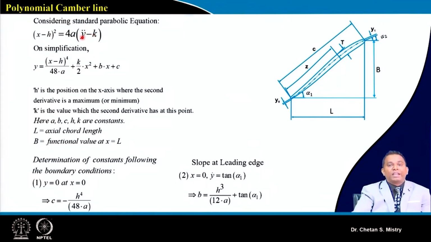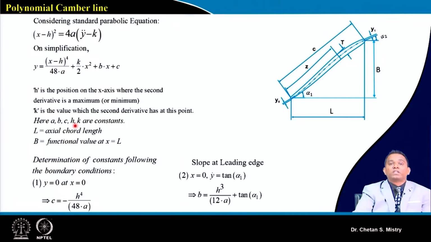Now this is my second derivative. If I simplify that, this will give me the equation in the sense of y equal to f of x. Here in this case, h is nothing but the position on the x axis where the second derivative is maximum. That is of our interest. K is the value which the second derivative has at that point, and A, B, C, H and K all are constants. Now in order to get the solution for this equation, we need to find these constants, that is A, B, C, H and K.